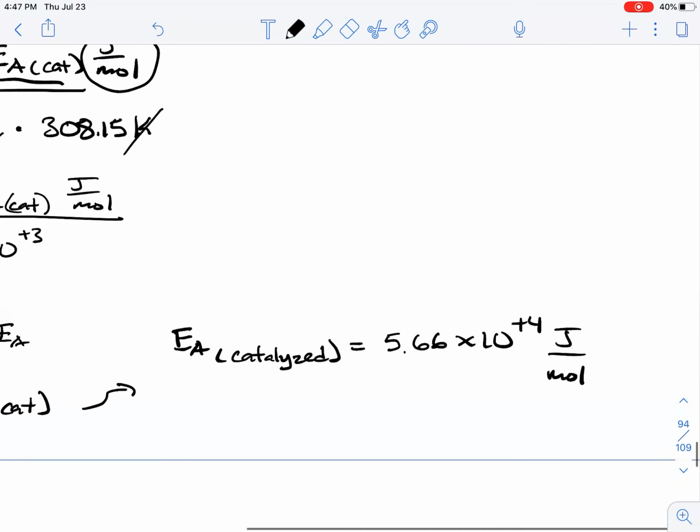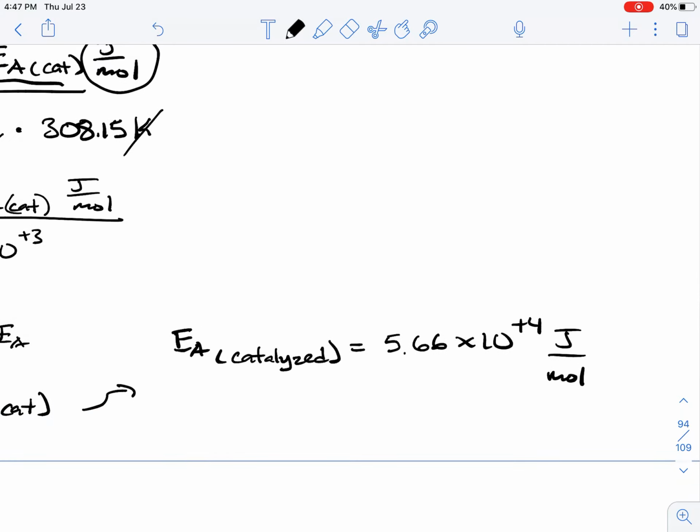Now, if I wanted to express this in terms of kilojoules per mole, I can go ahead and move this decimal place one time to the right, and that brings that number down to positive 3. And so it's going to be 56.6 kilojoules per mole.